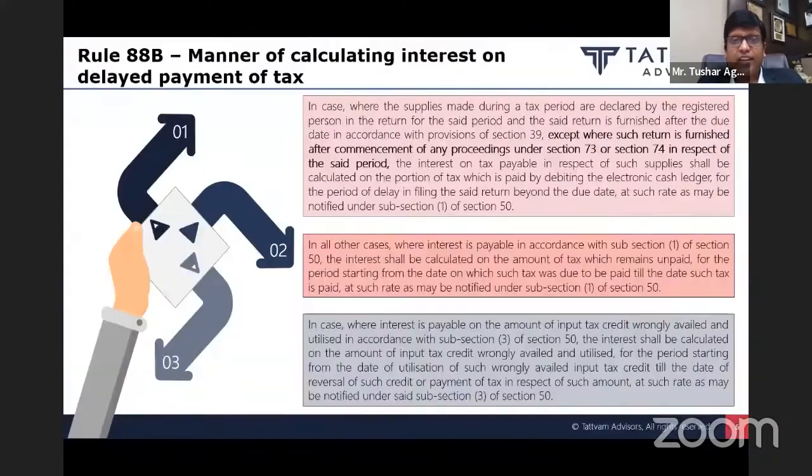And that's why even in Rule 88B, the second clause, if we see, it specifically says in all other cases where the interest is payable, so except case 1, in all other cases, the interest shall be calculated on the amount of tax which remains unpaid for the period starting from the date on which such tax was due till the date of payment.